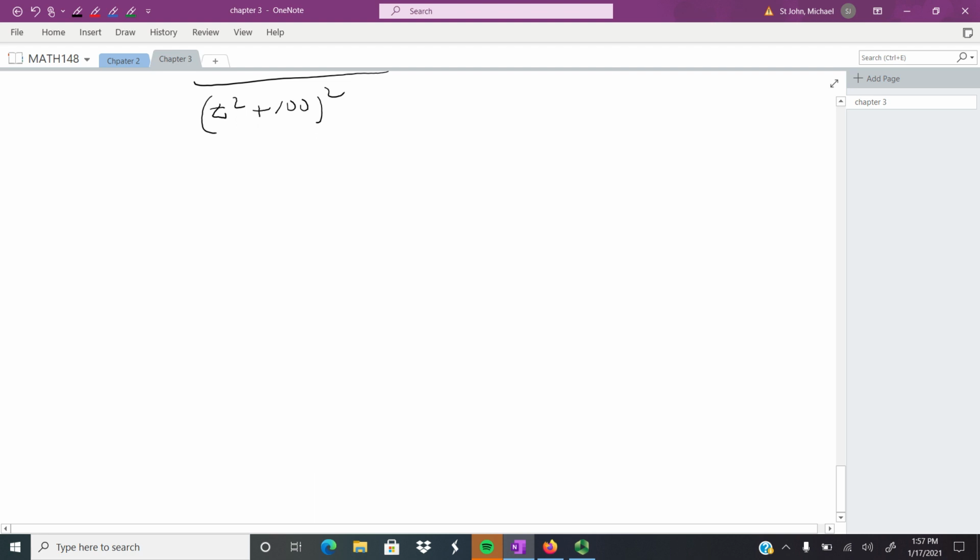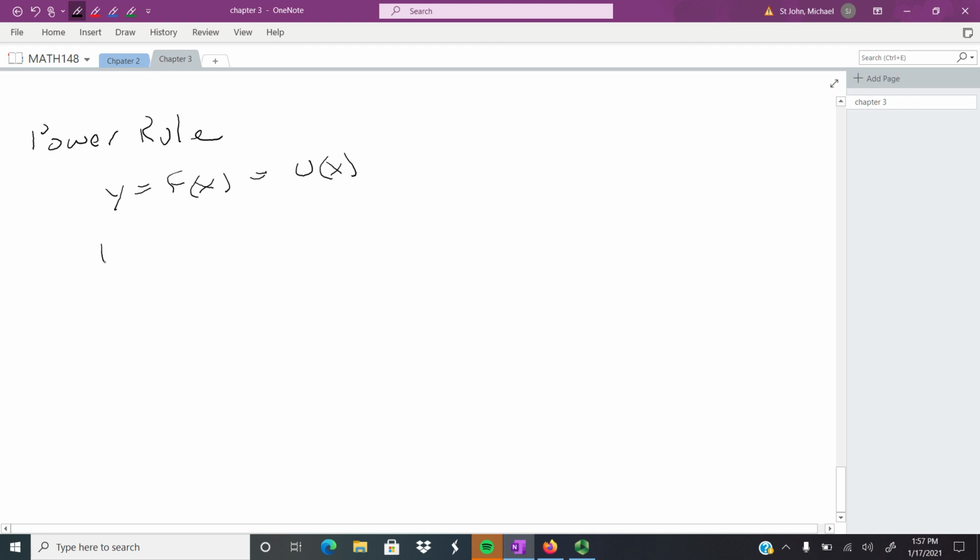Let's see other rules we have. We also have in here the thing called the power rule. And so if y is equal to f of x, which we can also write as u to the n, we'll get what that is in a minute. And then my derivative of u to the n is going to be n times u to the n minus 1 times du dx.